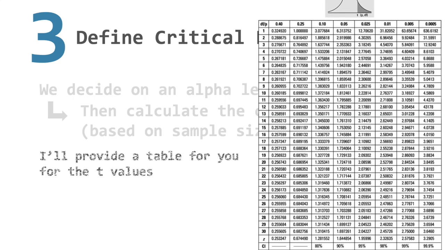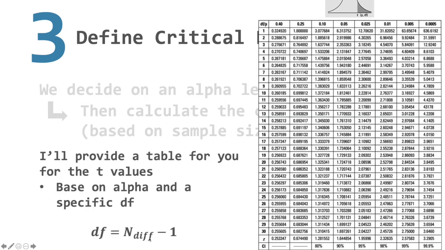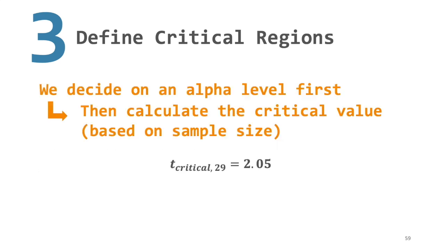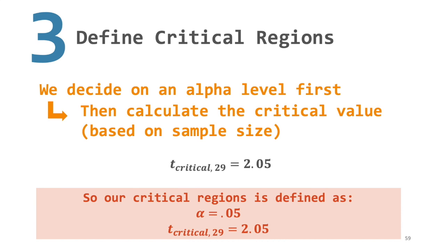Go through it quickly. The thing that's different here is now our degrees of freedom is the n of our difference scores minus 1. So how many difference scores do we have? If we had 30 people in our sample, they're measured twice, we'd have 30 difference scores, and that would translate to 29 degrees of freedom. The critical value, again, I just keep using the same one as 2.05. We could define our critical regions as either alpha equals 0.05 or our critical t.